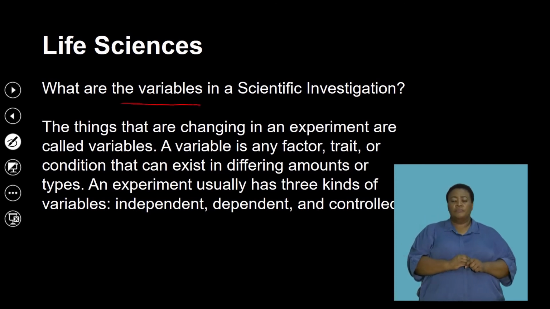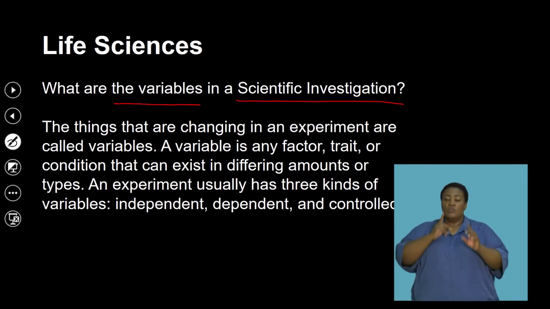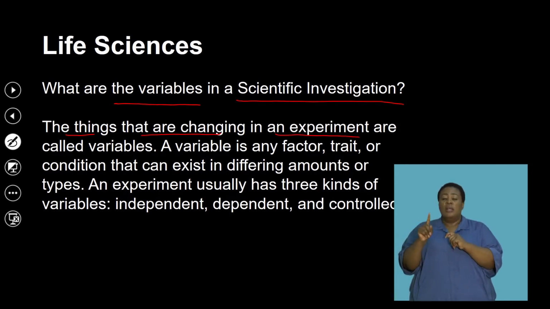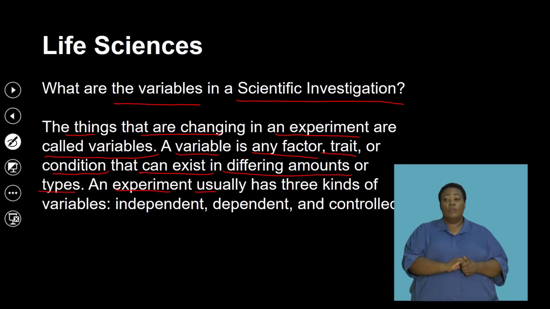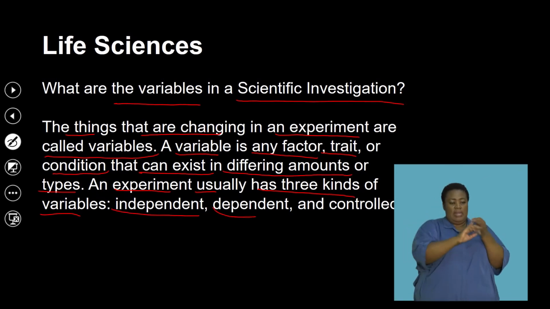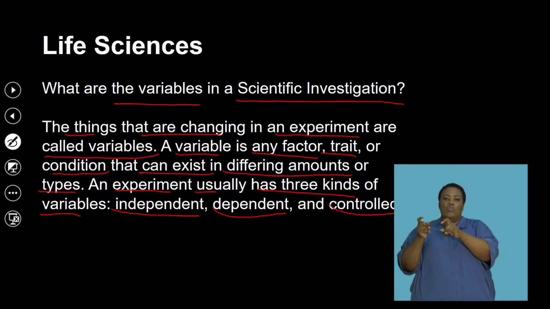So what are the variables in a scientific investigation? Here we talk specifically about the types of variables. The things that are changing in an experiment are called variables. Variables refer to variation. A variable is any factor, trait or condition that can exist in differing amounts or types. An experiment usually has three kinds of variables: as I mentioned, the independent, the dependent, and the control variables. We're going to unpack these as we get into the next slide.